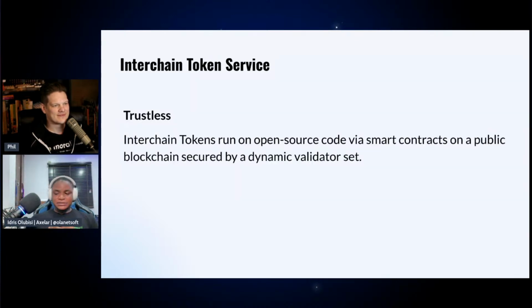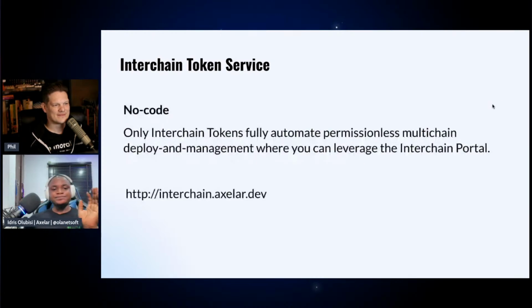First is trustless. Of course, we all love a trustless system where you don't have to trust a party for you to be able to do something. So interchain tokens run on open source code via smart contracts on a public blockchain, which is secured by a dynamic validator set. During the demo, I will show you all of these contracts and some of the functions that are available to everyone. And then we can not just take a look at them, but implement them, test them, and make sure they work in our local development environment.